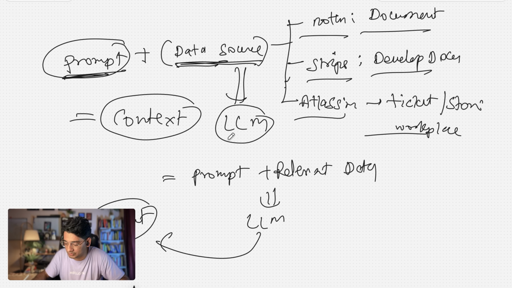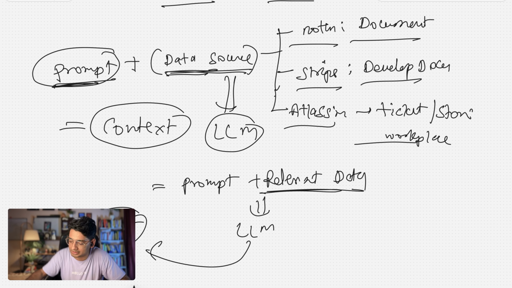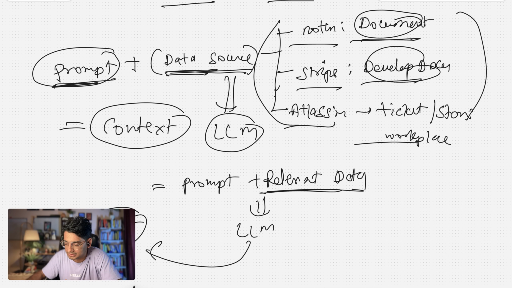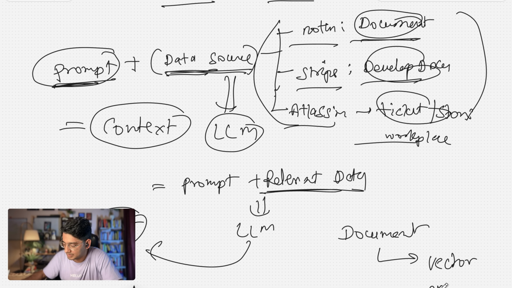Okay, and in order to find this relevant data, we do not search for everything in the text-based documents. What we do is we first convert these documents into something called vector embeddings, because this is something that your large language model can understand.